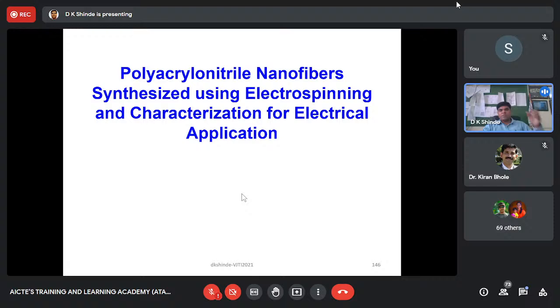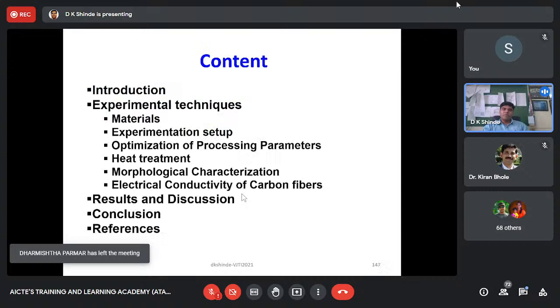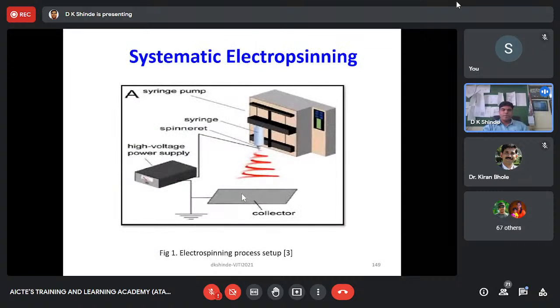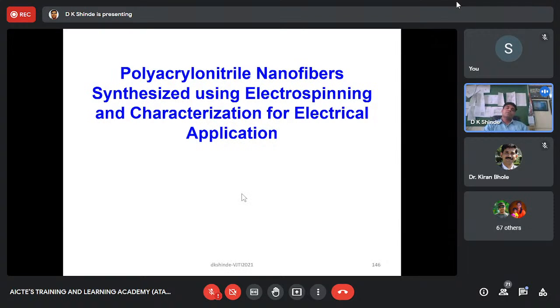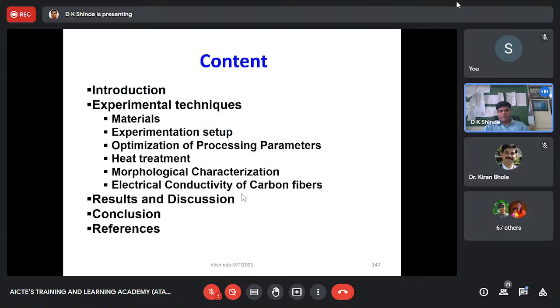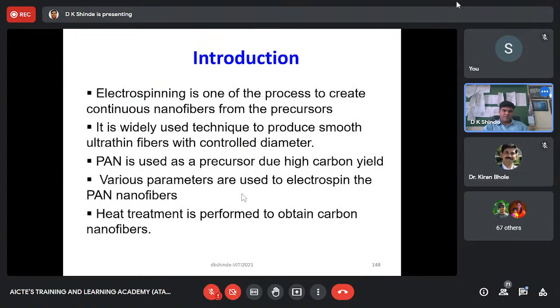We are also developing some nanofibers. Those nanofibers we now want to use in our 3D printed materials. So what we have in the nanofibers is using the electrospinning method. PAN is a precursor used to produce carbon nanofibers. Using the electrospinning method, what we have done is electrical and mechanical characterization and morphological characterization.